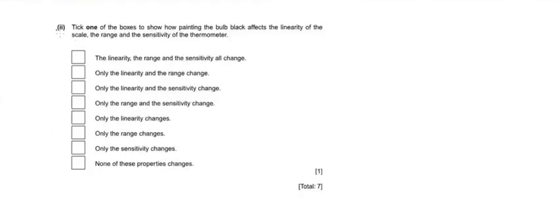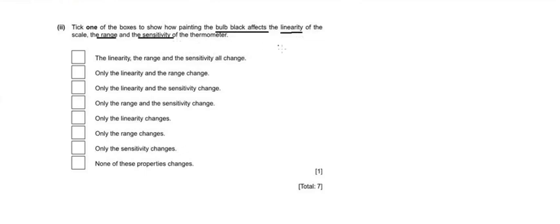Now the second subpart: you can see, tick one of the boxes to show how painting the bulb black affects the linearity of the scale, the range, and the sensitivity of the thermometer. So once we painted the bulb black, what should happen to the linearity, the range, and the sensitivity?